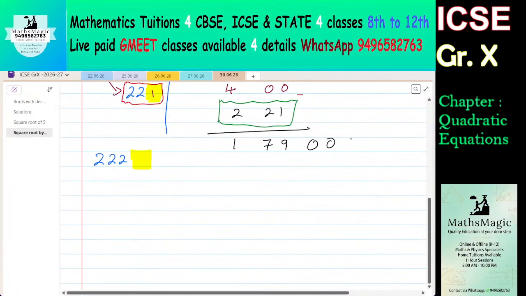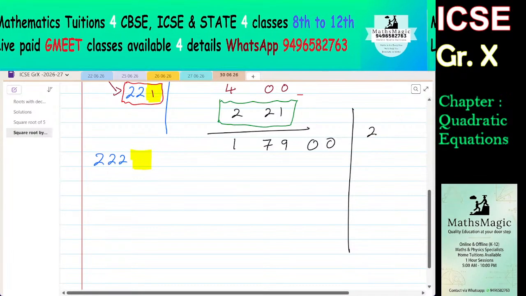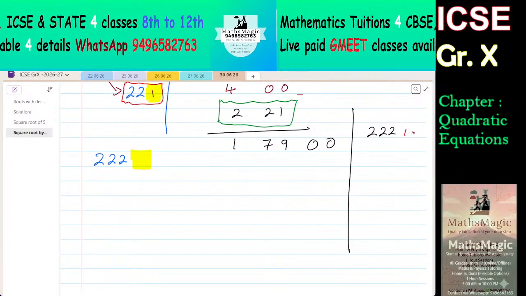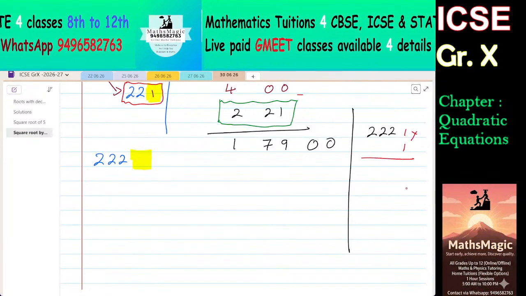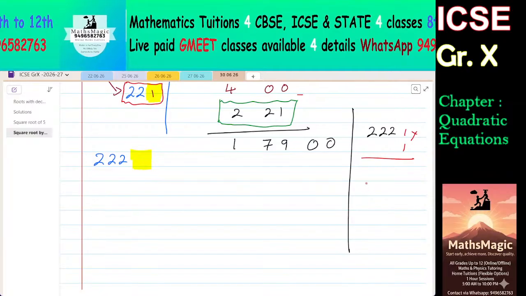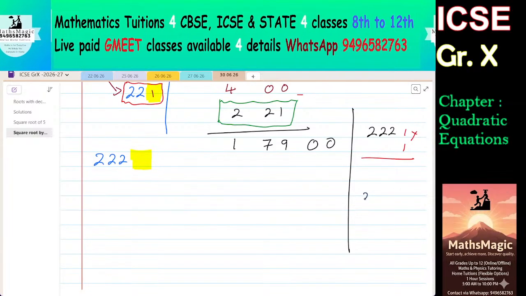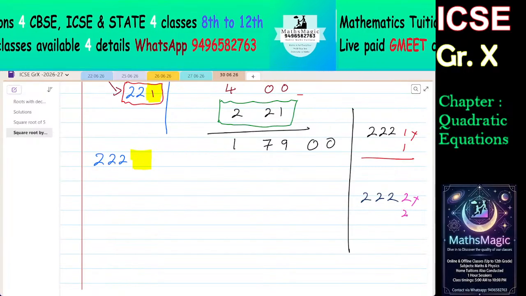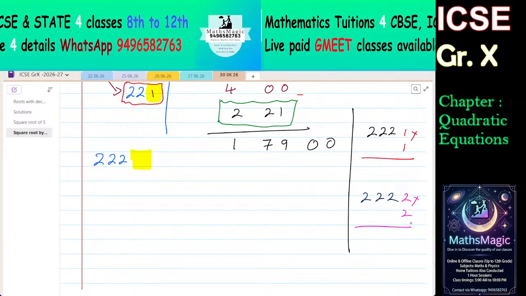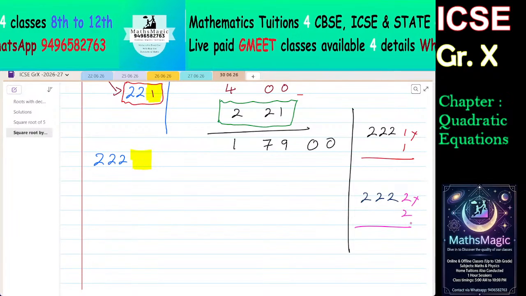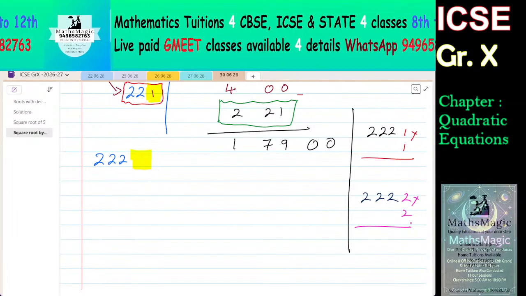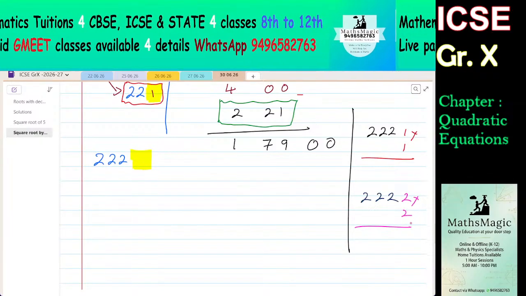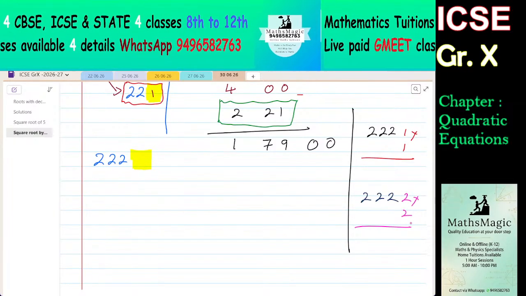Now you need to find the closest match to 2, 2, 2. Choice 1 is 1 times 1, choice 2 is 2 times this one. So what will be the closest match? You need to keep on trying.